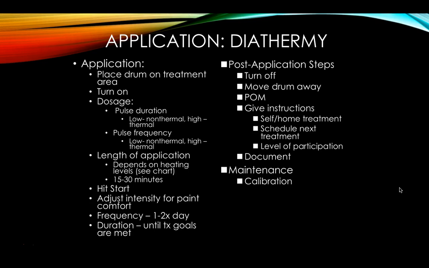So post-op steps, turn it off, move the drum away, do your patient-oriented measure again, give them instructions, so any self or home treatments. If you're using that vigorous heating, this would be your stretch window. So you'd want to do that before you would do all of your post-application steps. So turn off the machine, move the drum away, and start your stretching, start your joint mob, start your traction. Then you would do your patient-oriented measure, give your instructions, schedule your next treatment, make sure they know their level of participation, and document everything. And then our maintenance is calibration.